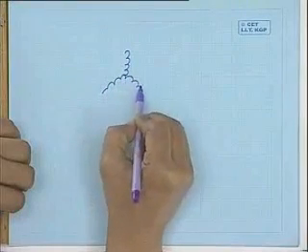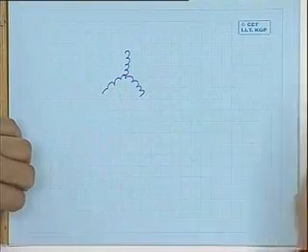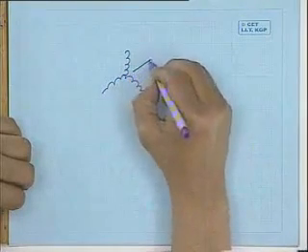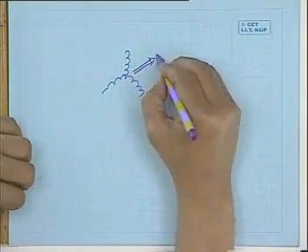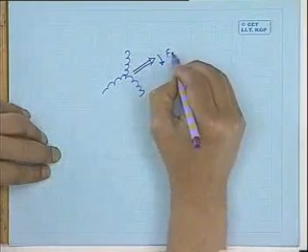Now, this field, I will draw slightly. So, this is the stator. This is the stator. And now there is a field produced.